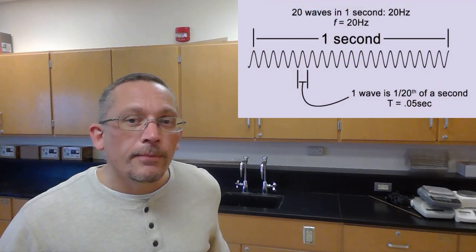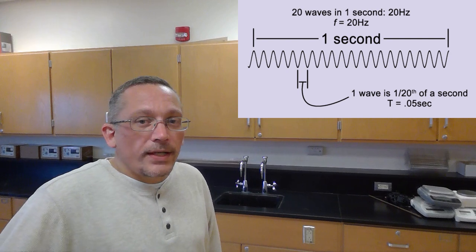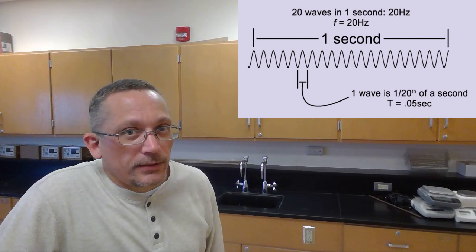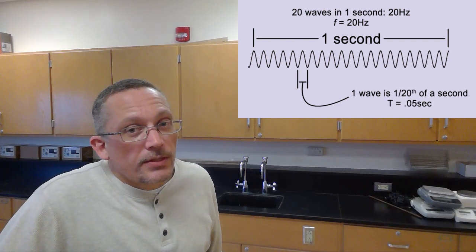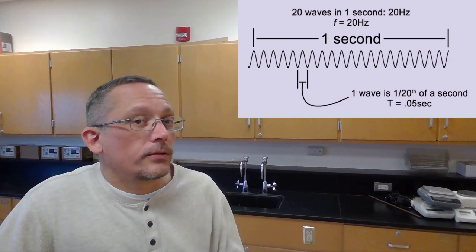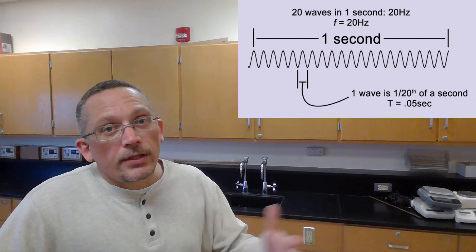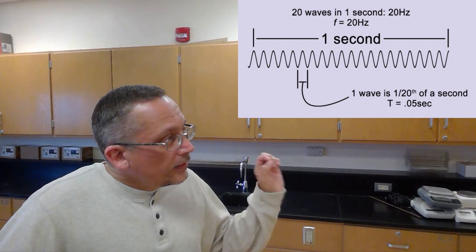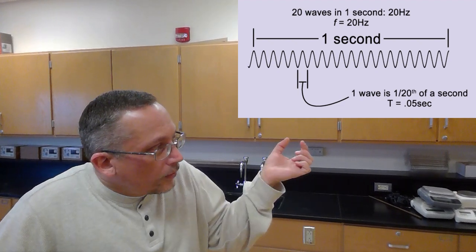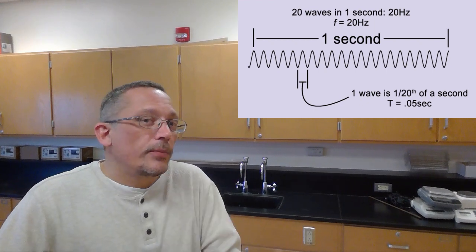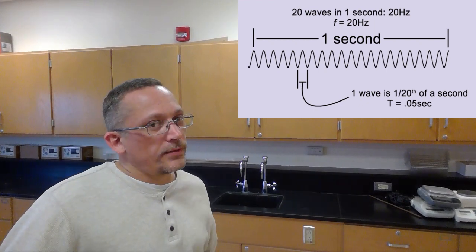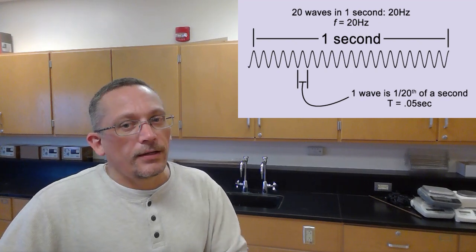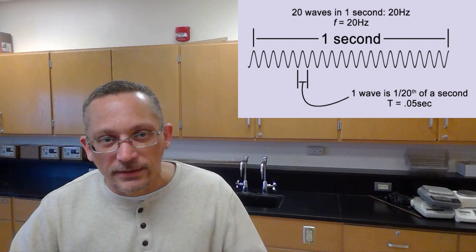You can look at the diagram here and you can see 20 waves happen in that diagram. 20 waves happen in 1 second. So because 20 waves happen in 1 second, we say the frequency is 20 hertz, right? But because period and frequency are reciprocals of each other, the period of each wavelength, you can see one wave marked on that diagram, is going to be 1/20th of a second. Because 20 of them happen in a second, the period is 1/20th of a second, or 0.05 seconds.